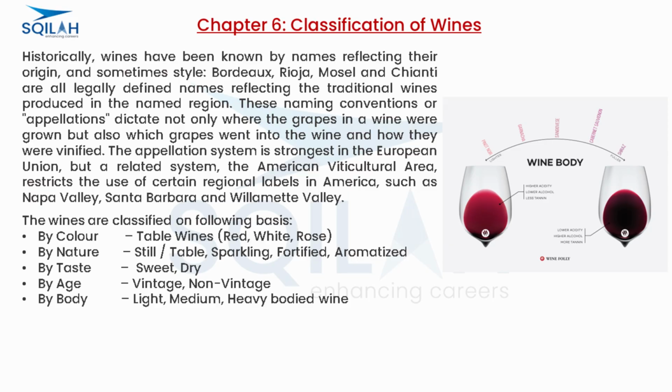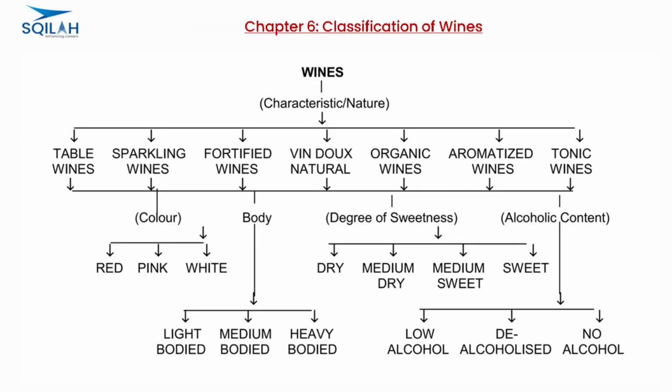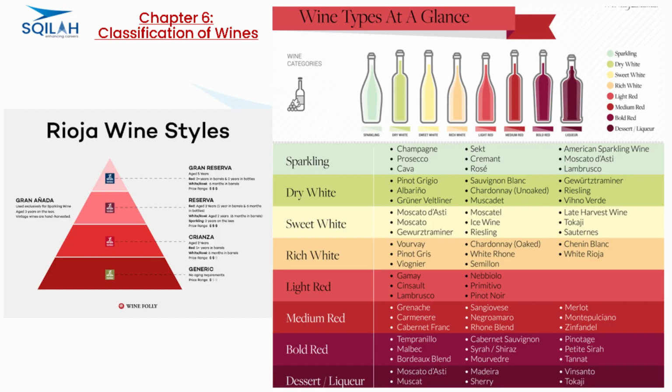The wines are classified on the following basis. By color: table wines, red, white, rose. By nature: still/table, sparkling, fortified, aromatized. By taste: sweet, dry. By age: vintage, non-vintage. By body: light, medium, heavy-bodied wine. The image shows the classification of wines based on their characteristics or nature. The image shows the different types of wines.